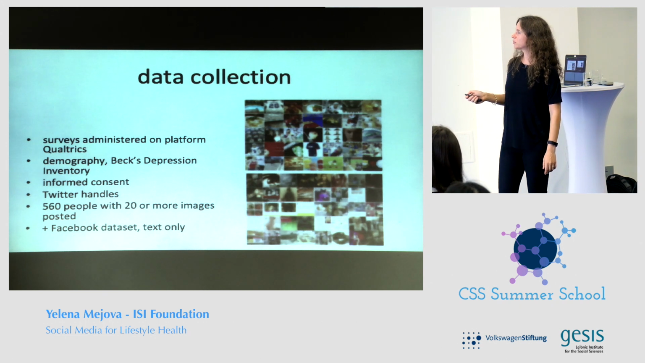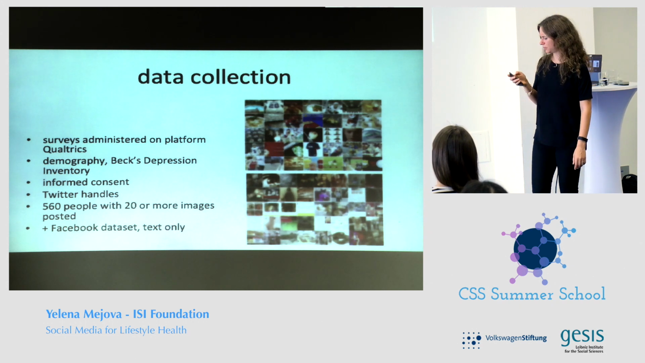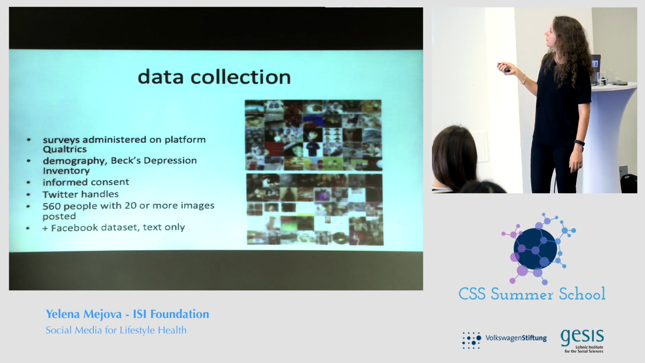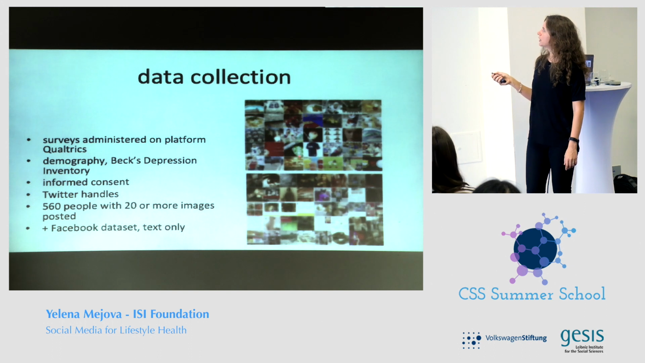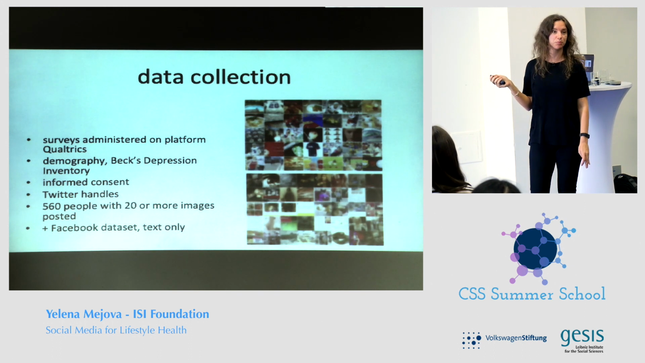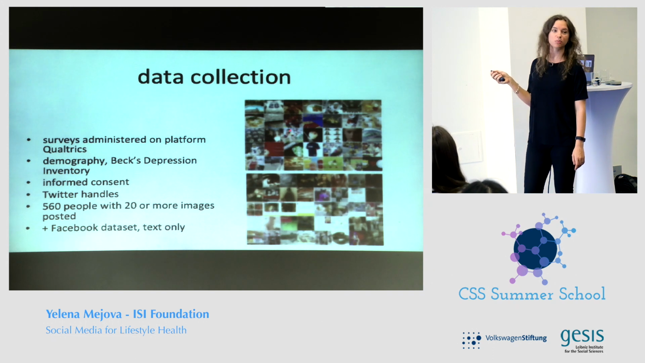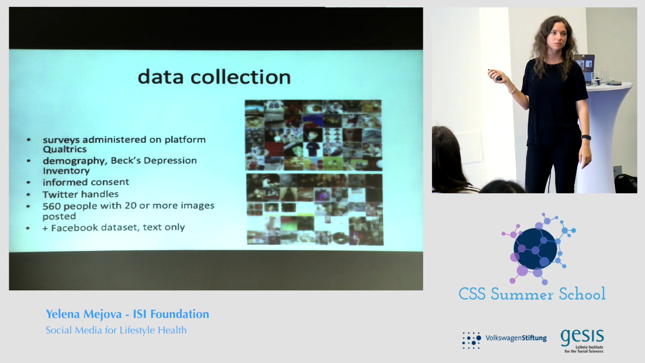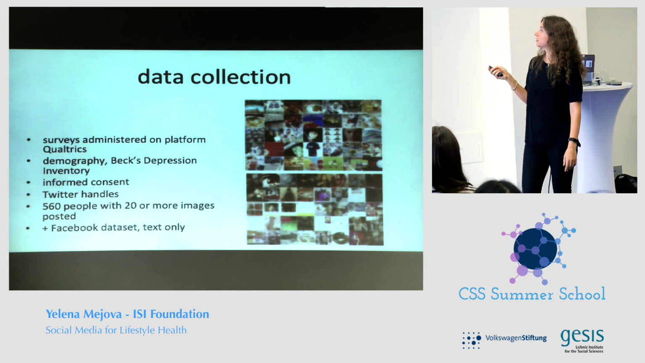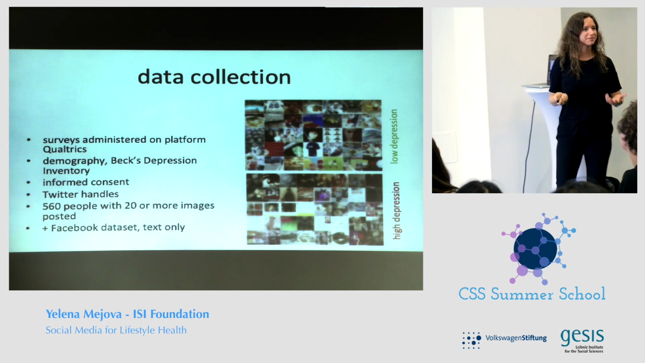560 people that had 20 or more images in their Twitter. And I don't remember what they were doing with a Facebook data set. They also got involved there. So here, these are some blurred images from more depressed and less depressed people. So which is the top one, more or less depressed? Less. Anybody more? Okay, a couple more. Okay. Less depressed people. And it's not super obvious, right?